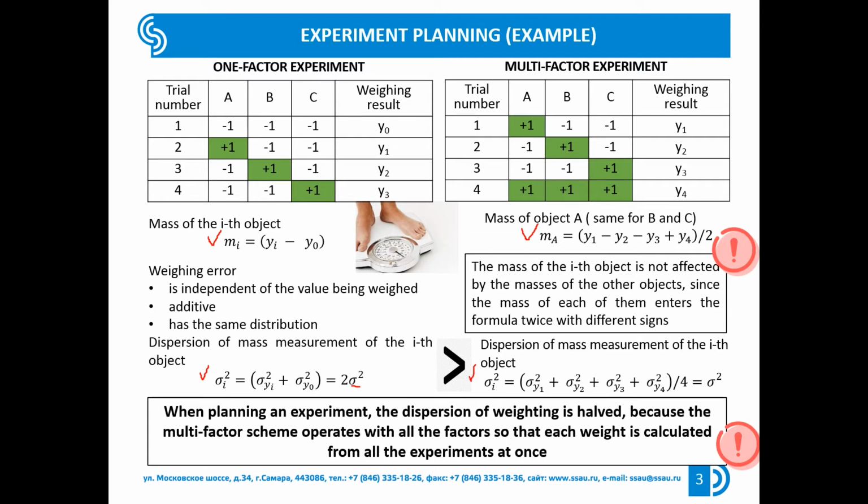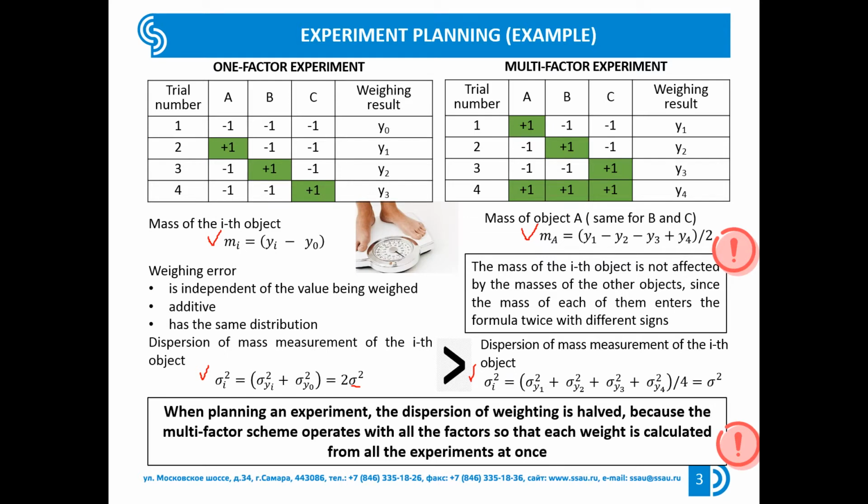We see that the planning experiment results in half the dispersion of the weighting results compared to the one-factor experiment, although in both cases it took 4 experiments each to weigh 3 objects. So, what is the reason for doubling the accuracy of the experiments? In the first case, the experiment was set up so that each mass was obtained from only 2 weightings.